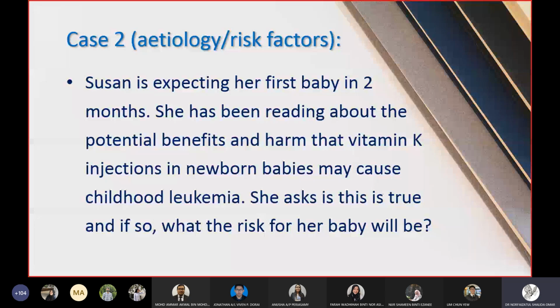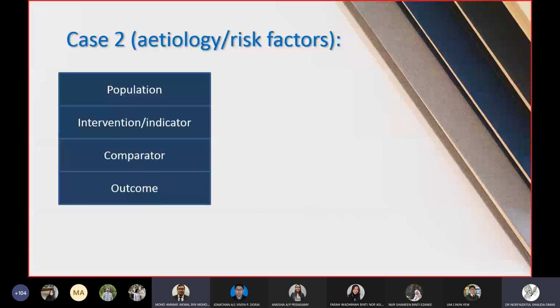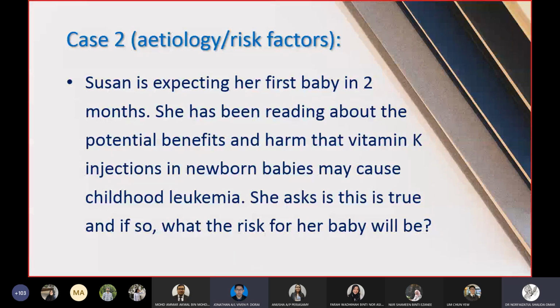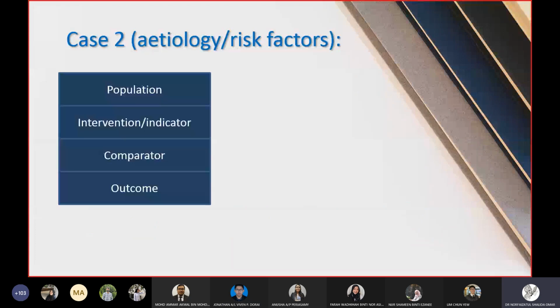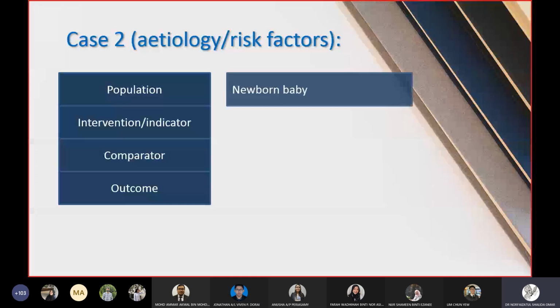Okay, so what's the population? Pregnant mothers. They're asking for the baby, so it should be newborn baby. Oh yeah, okay, newborn baby. So intervention or indicator? Vitamin K injection. Comparator? No vitamin K injection. Outcome? Leukemia. Yeah, the childhood leukemia. Yeah, correct. Okay, at least you can get it.